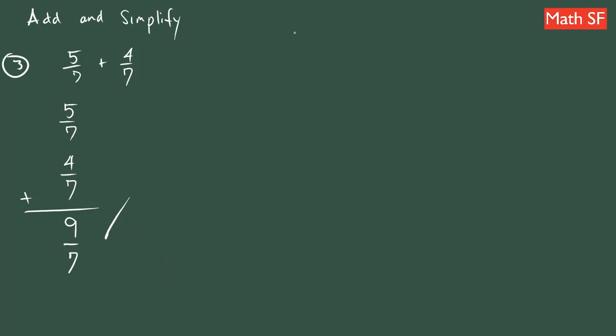Now let's do number 4. Problem number 4, they're requiring you to add 4 over 15 plus 13 over 20 plus 2 over 3. Now what are we going to do here? Well, first of all, we have to align them vertically. Let's align them vertically. So it should be 4 over 15 plus 13 over 20 plus 2 over 3.